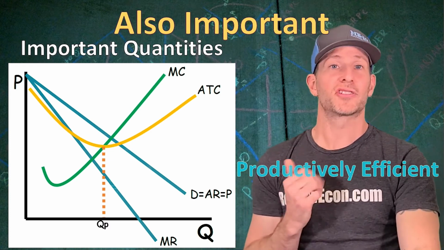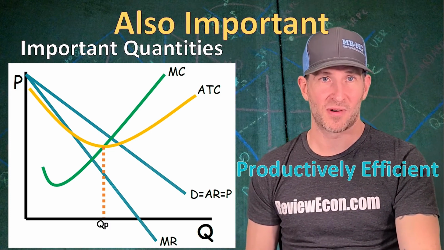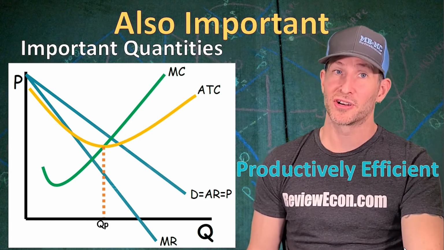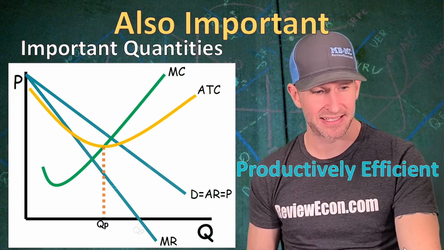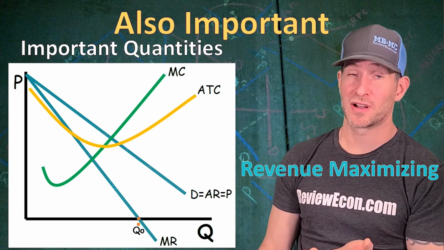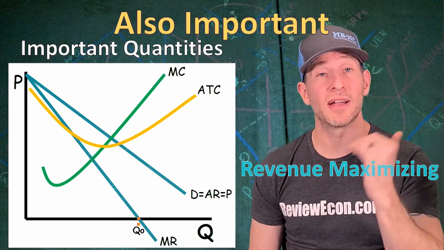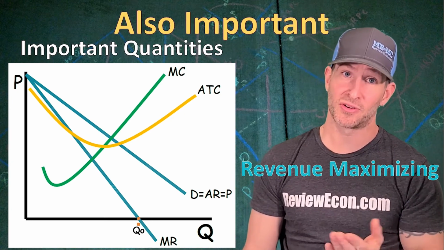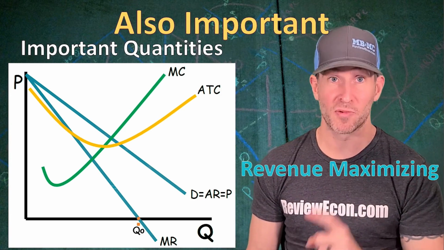You could also be asked to identify the revenue maximizing quantity, and that's found where the marginal revenue curve intersects that price axis. That's because at higher quantities, marginal revenue is going to be negative, and that means total revenue will start to fall. As a result, total revenue is at its maximum when marginal revenue is zero.